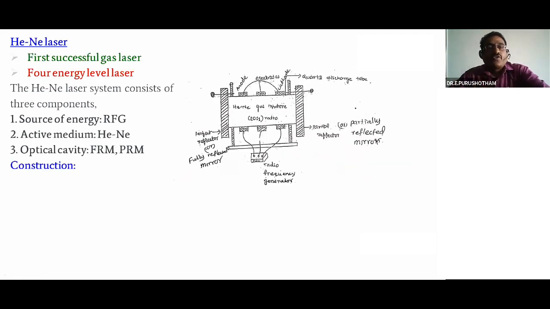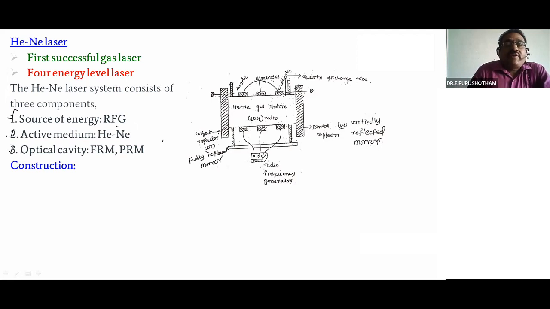Now, very important, the helium neon laser. This is a gaseous laser. The helium neon laser is the first successful gas laser. This is a four energy level laser. The helium neon laser system also consists of three main components. First one, source of energy. Second one, active medium. Third one, optical cavity.